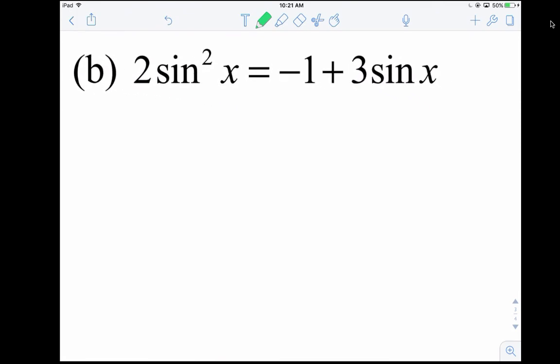Okay, moving on to number 2. I have the same function across the board, which is good. I should probably put everything on one side.